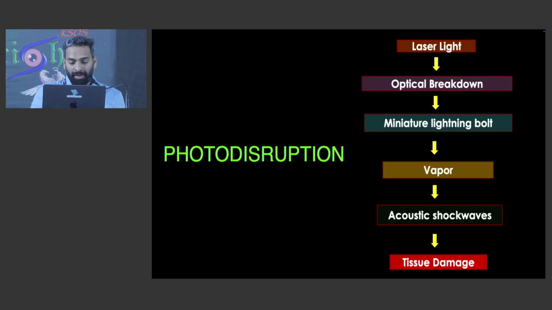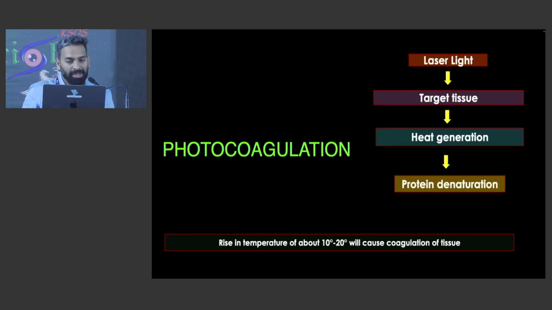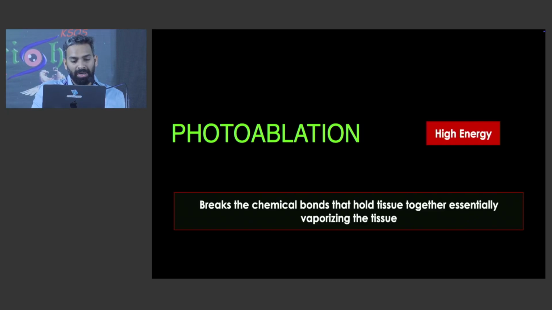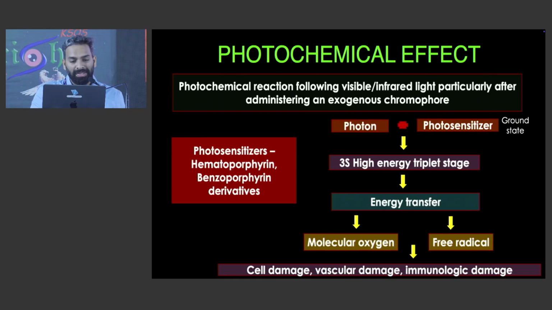What is the mechanism of action? In photodisruption, laser light causes an optical breakdown. A miniature lightning bolt occurs, and a vapor causes acoustic shock waves and tissue damage. In photocoagulation, heat is generated in the target tissue and the protein denatures. Photoablation is high energy required to break the chemical bonds that hold the tissue together, essentially vaporizing the tissue. In photochemical interaction, there is a photosensitizer like hematoporphyrin, which gets sensitized by the photon. This gives high energy, triplet state energy transfer, and molecular oxygen or free radicals cause cell damage, vascular damage, or immunologic damage.